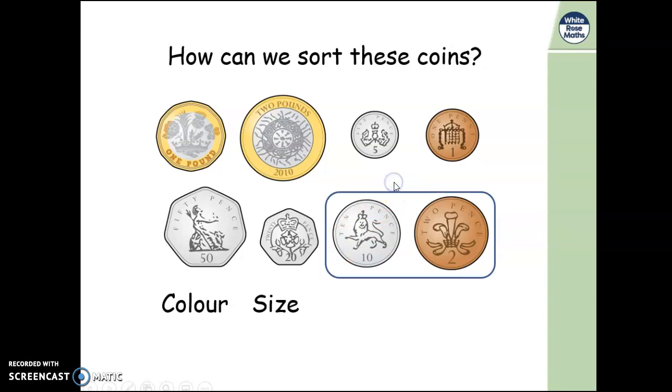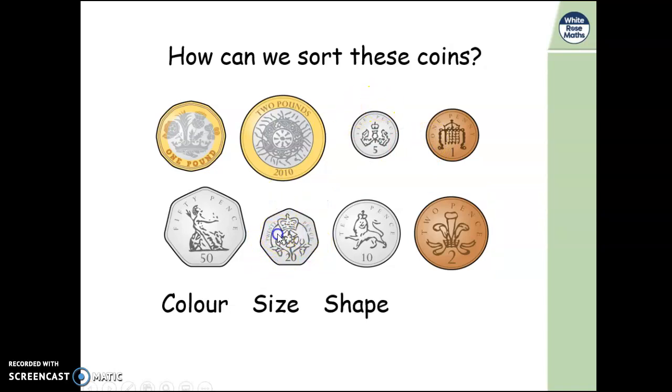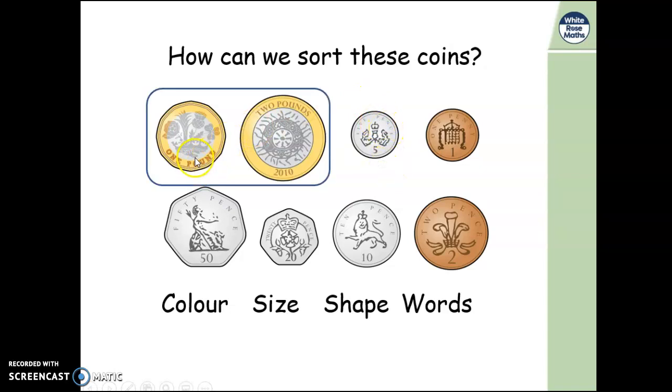The size. So they're quite big. We've got a couple of small ones there, maybe 20p as well, it's quite small. Shape. So have a look at the sort of round coins. And we've got some different shapes here. Words. So if we actually look at the coins, we can see that £1, £2, and then these ones have got pence or penny.